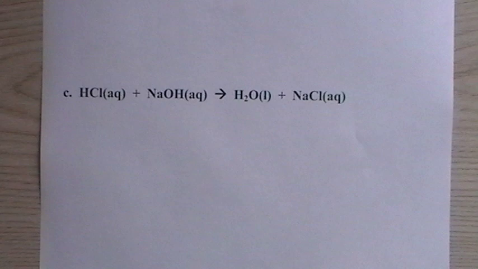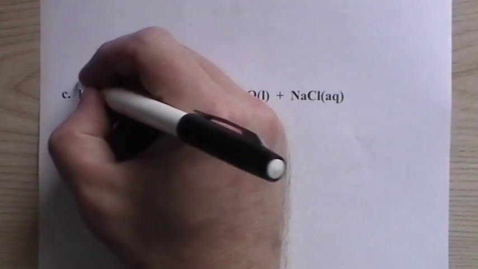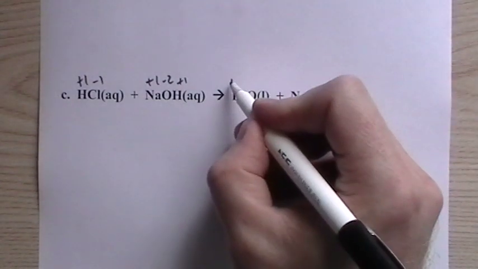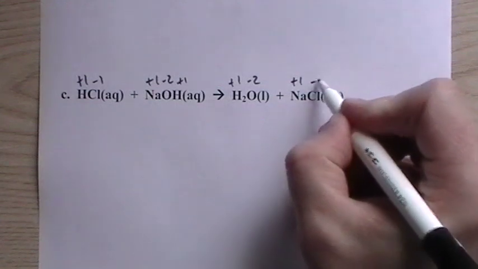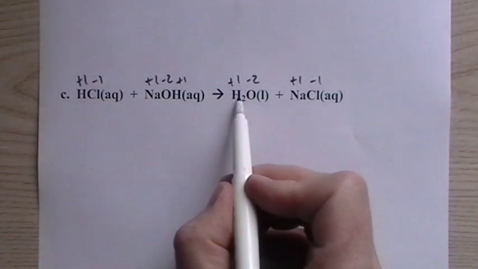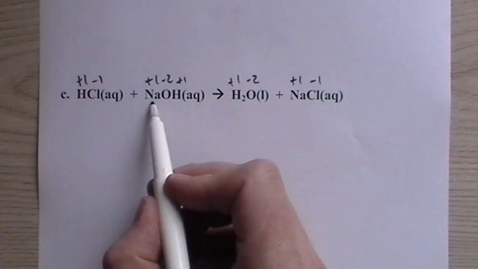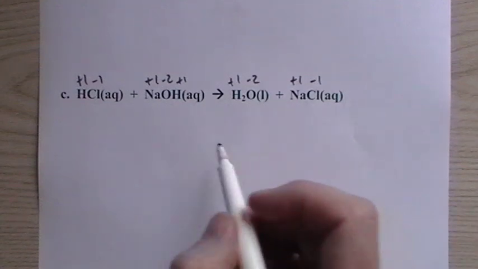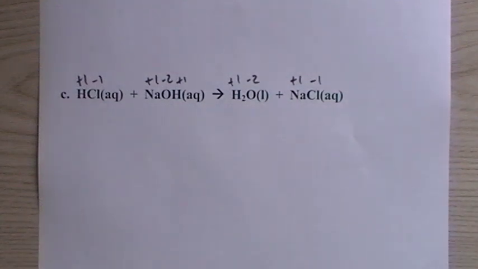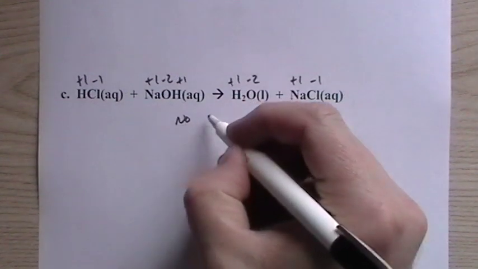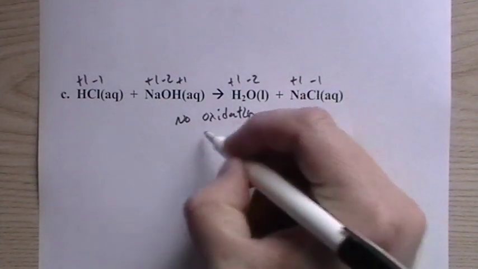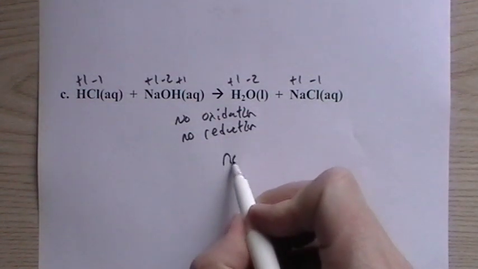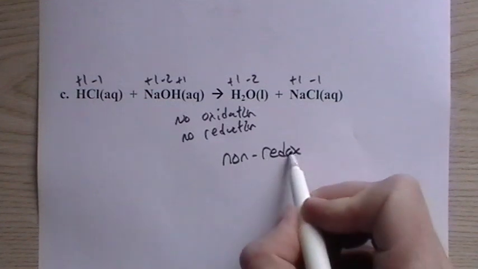Okay, for this one, write out the oxidation numbers. This is the only way you're going to be able to tell which one was oxidized, which one was reduced. Now take a look here. Hydrogen goes from +1 to +1, chlorine -1 to -1, sodium +1 to +1, oxygen -2 to -2, hydrogen +1 to +1. So there was no change in oxidation number for any element. So there was no oxidation, and if there was no oxidation, then there was no reduction. And since there was no oxidation or reduction, this is a non-redox reaction.